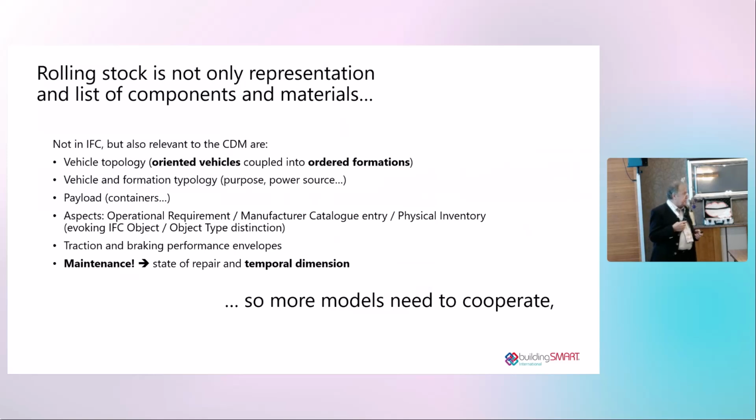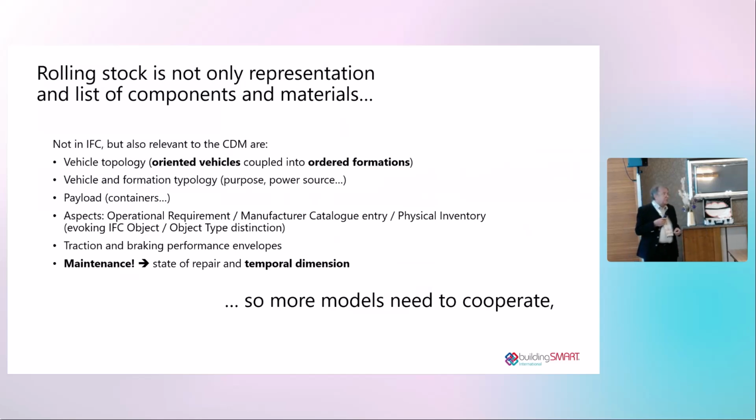except that, as you know, locomotives will last for 40 years, and very often in their lifetime, they will be subject to transformations, sometimes very deep ones. So here, distinctions have to be introduced that are partly to be found in IFC. If you see the distinction between IFC object and IFC object type, you already have something like the difference between manufacturer catalog entry and physical inventory.